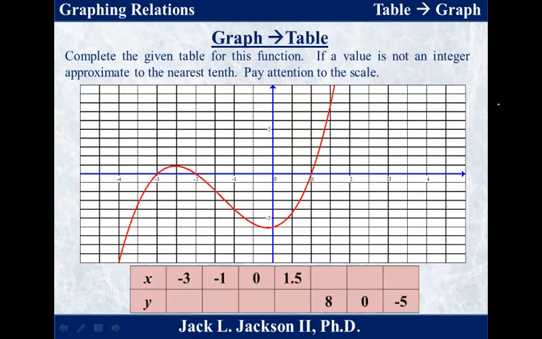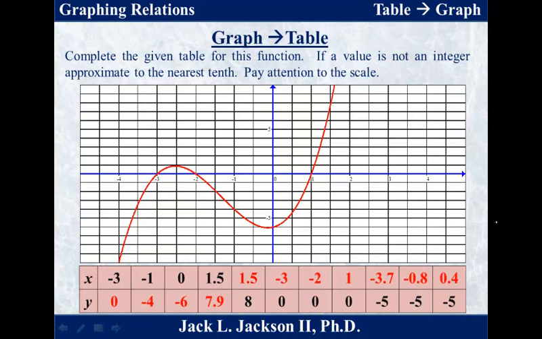Now let's kind of go backwards. Let's take a graph. This time it's a graph of an infinite set of points. We have a portion of the graph drawn here. Use that graph to complete the table that you see here. So it's the same thing we just did backwards. Now we're going from the graph to the table. Okay, go ahead and finish this out. Press pause now.